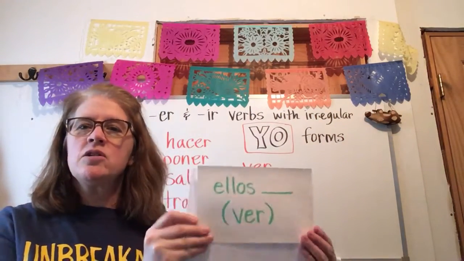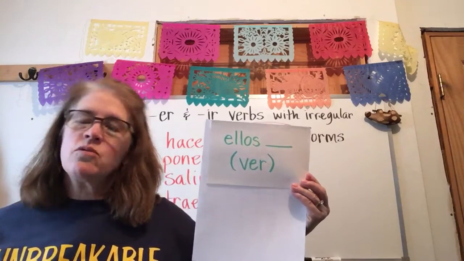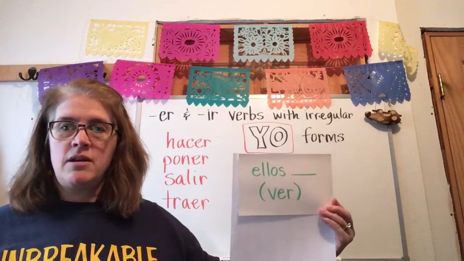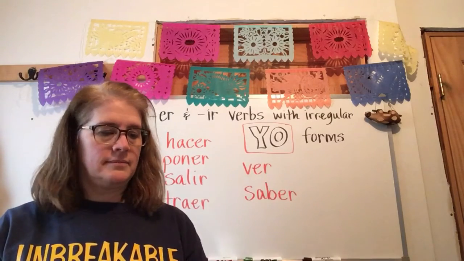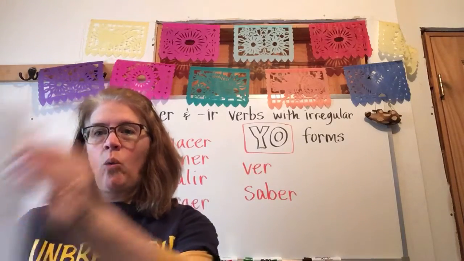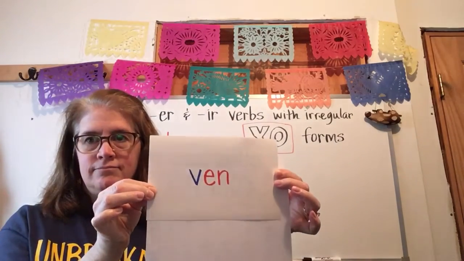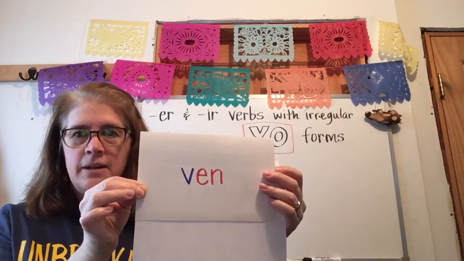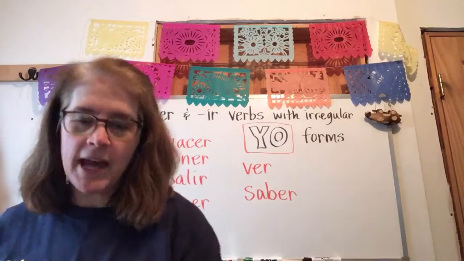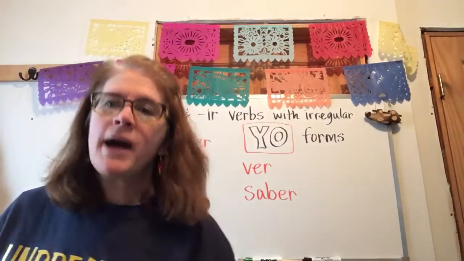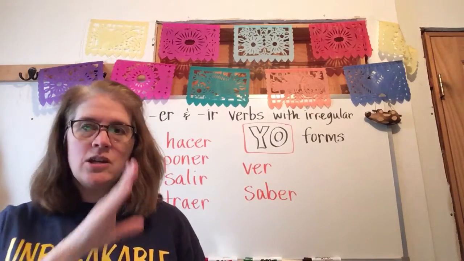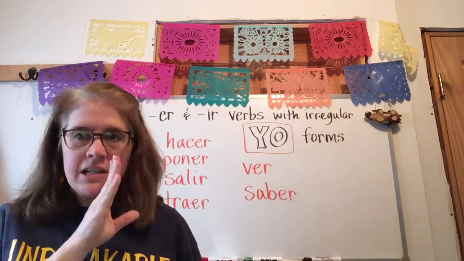Cinco is ellos. Please, the ellos form of ver. Ellos form of ver. Pause and write. Correct answer is ven. V-E-N. Don't get this confused with van, V-A-N. Remember what verb that comes from, clase? Voy, vas, va. Vamos, vais, van. To go. That's in another lesson.